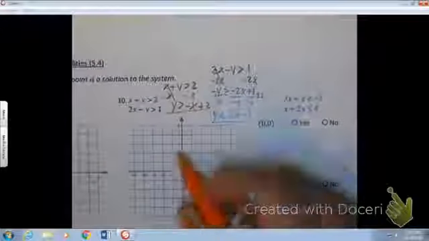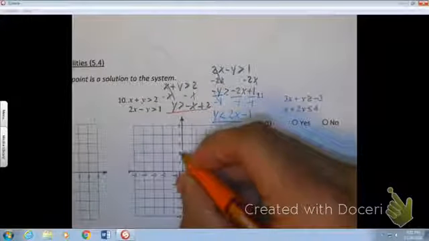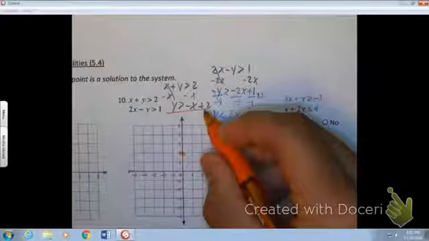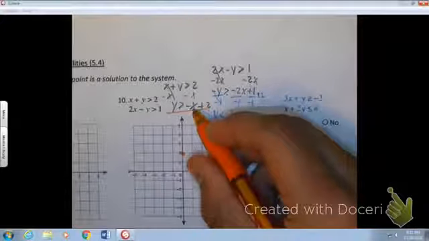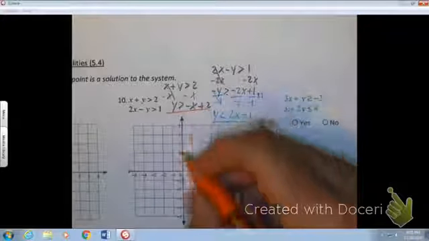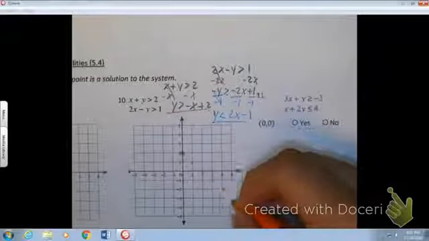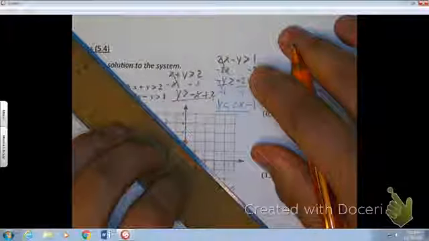So let's grab the first equation. Plus 2. So we start in here. 2. And then we start with a y-intercept. And then we go down 1 over 1, down 1 over 1, down 1 over 1, down 1 over 1. So we have a line that looks like this.